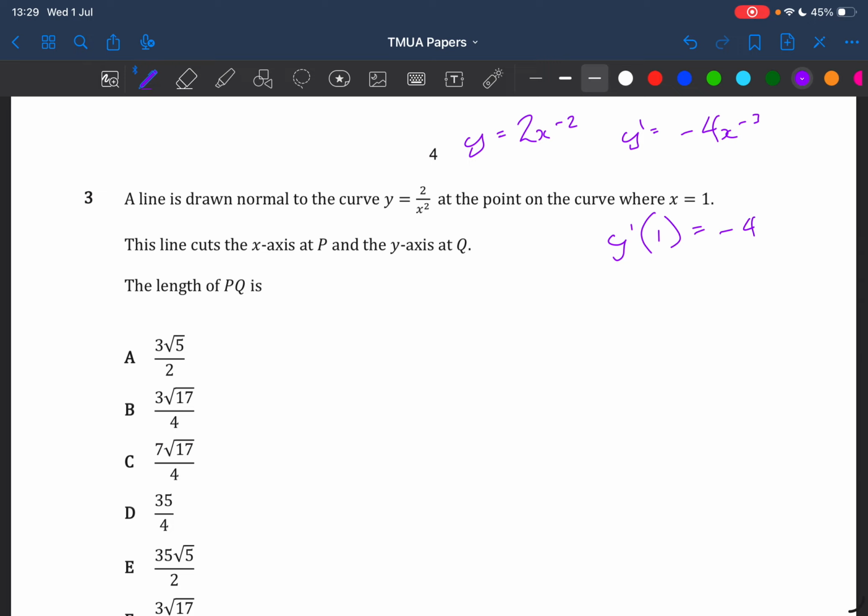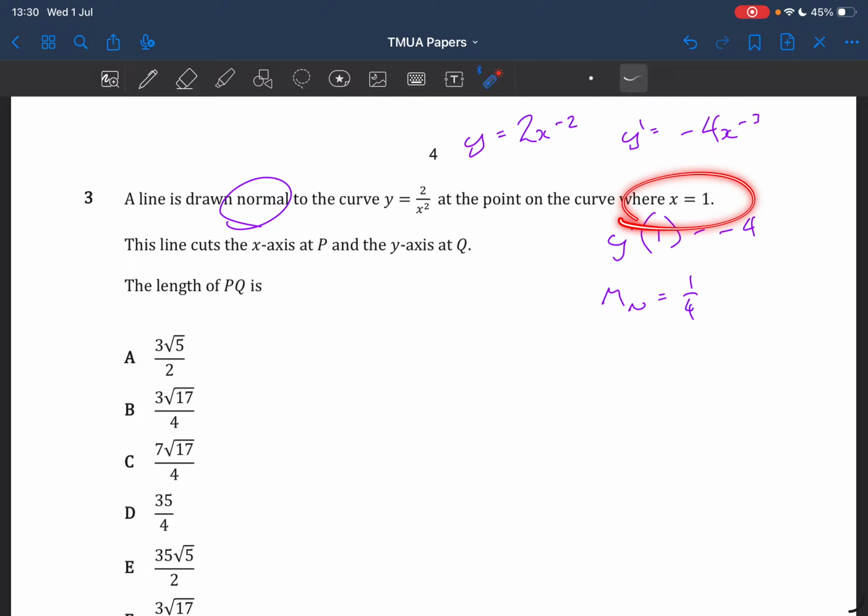So that would be minus 4. But we've got the normal to that, so the gradient of the normal is 1/4. This line cuts the x-axis at P and the y-axis at Q. Find the length of PQ.